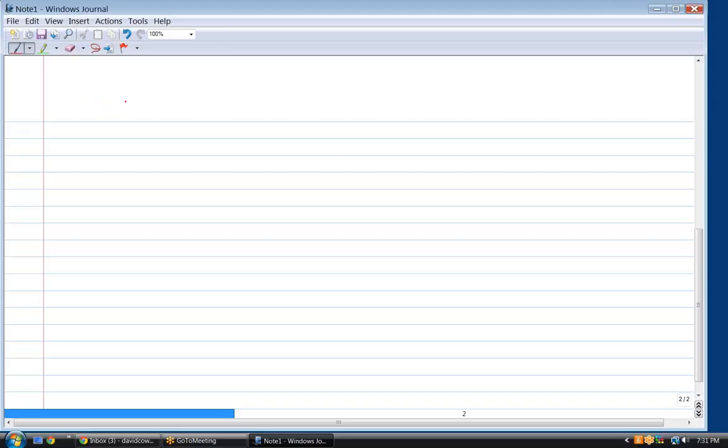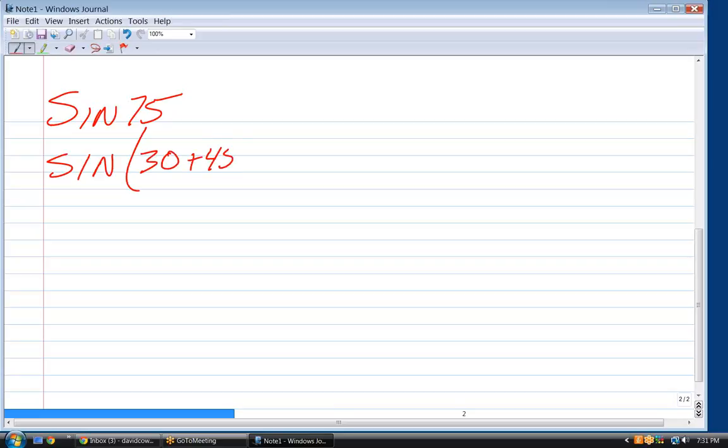So it says to use the sum or difference identity to find an exact value. Okay, this is different. And the first one is sine 75. Sine of 75? Yeah, degrees. Okay. Well, I could say that's the same as the sine of 30 plus 45.